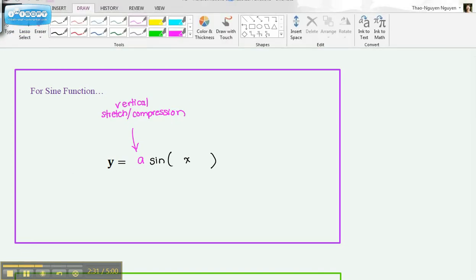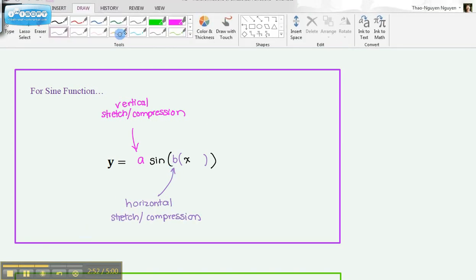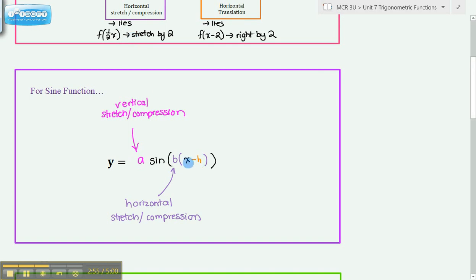The second transformation is the b value. And that one is inside the function, so it's inside of sine, but it is outside of the x. So we factor the b outside of the x but inside of sine. And this tells me that there is a horizontal stretch or compression. The third transformation, if you recall, is the minus h. Next to the x, the b is still factored outside the h and still inside the function. And that tells me that there is a horizontal translation.